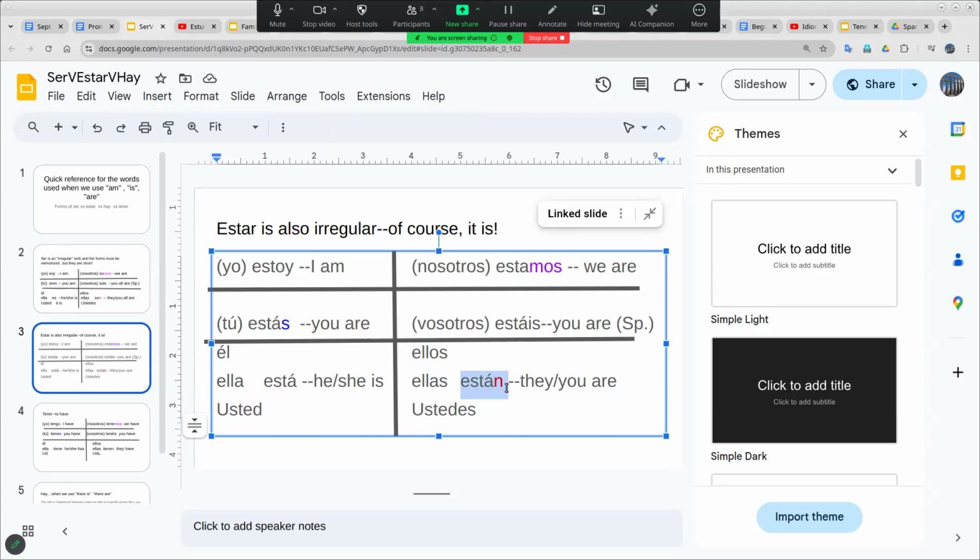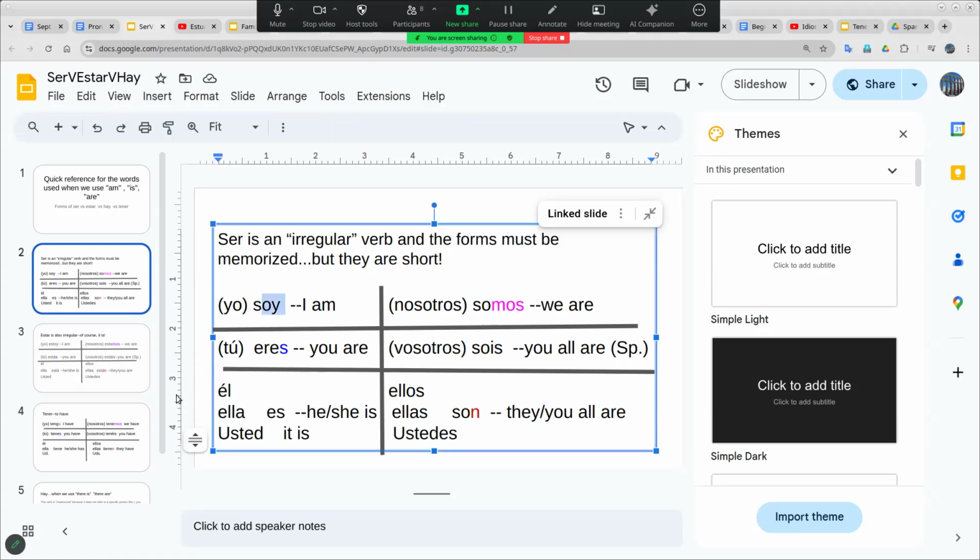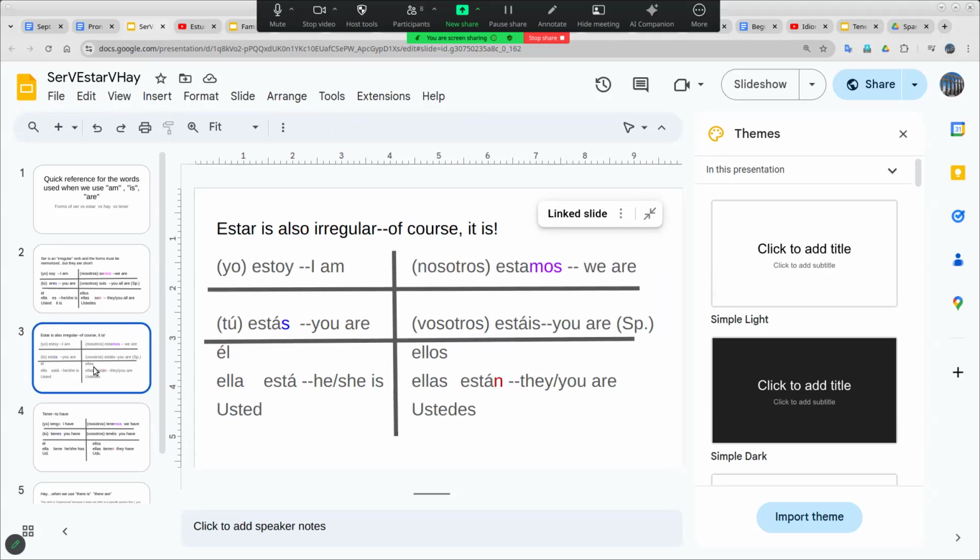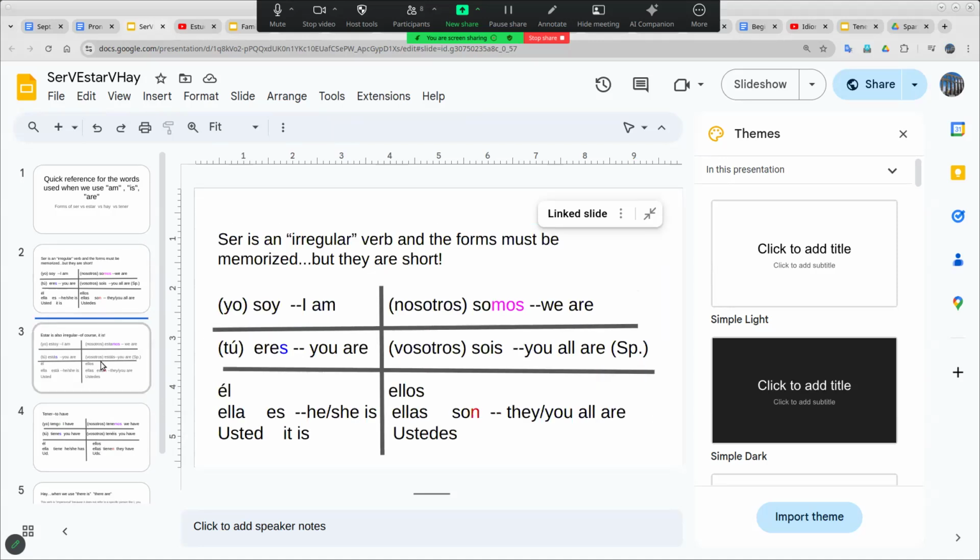Okay. And you'll notice that the they form always gets an N at the end. All verbs will do this. Verbs that talk about they are running or they are working or they are eating, it'll get an N at the end. The we verbs will always get a mos at the end. The tú verb will always get an S at the end. This yo one, we leave for later because this is a total irregular, just as soy is a total irregular. Okay, vale. So we've got ser, we've got estar.